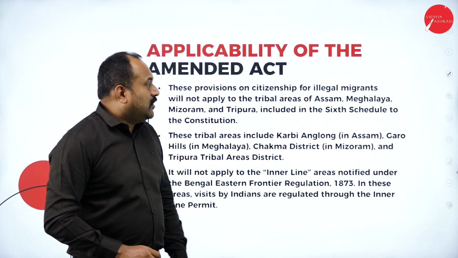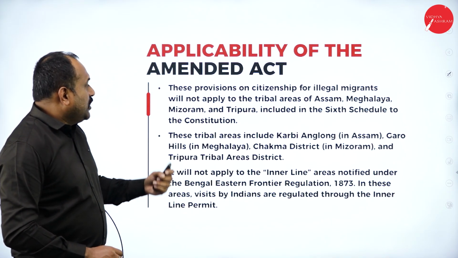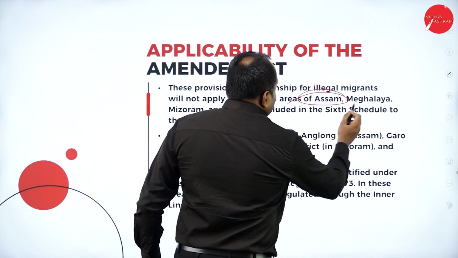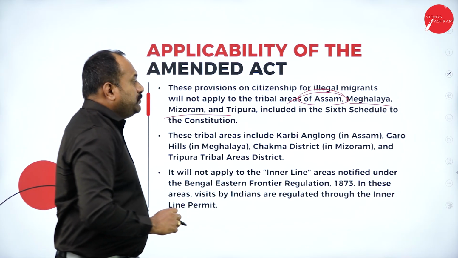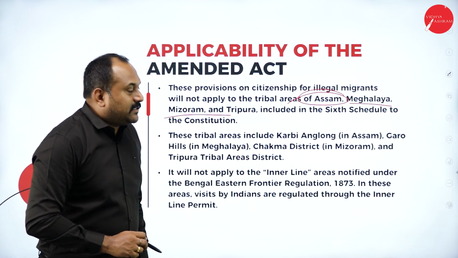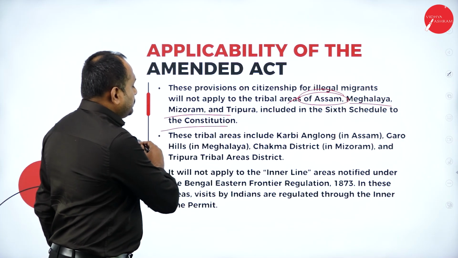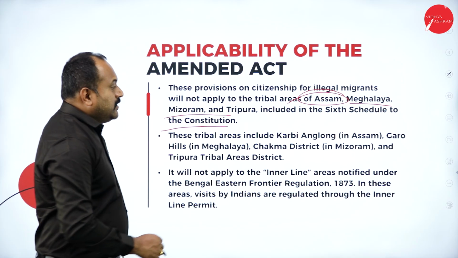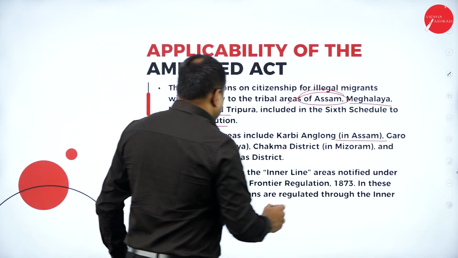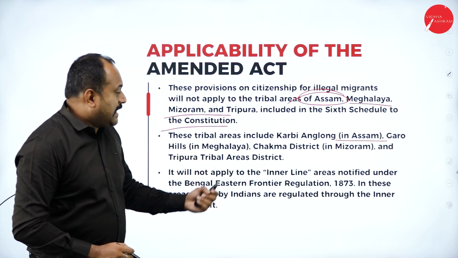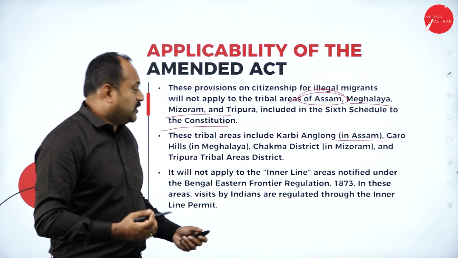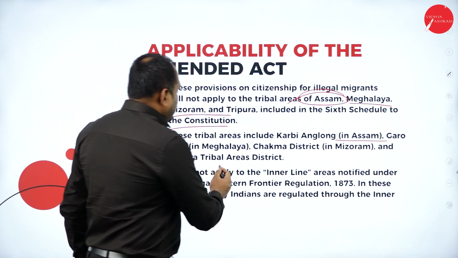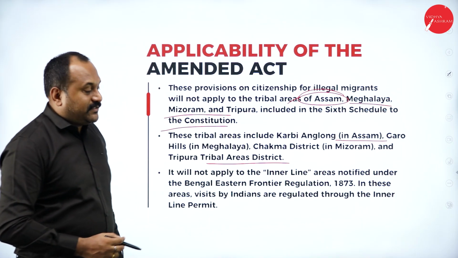These provisions on citizens for illegal migrants will not apply to tribal areas such as Assam, Meghalaya, Mizoram and Tripura, including the 6th schedule to the constitution. These tribal areas include Karbi Anglong in Assam, Garo Hills in Meghalaya, a beautiful place actually, you people should watch it, Chakma district in Mizoram, and Tripura tribal areas and the districts.